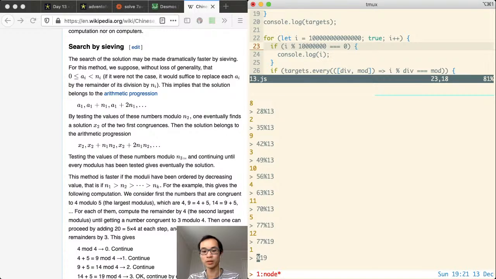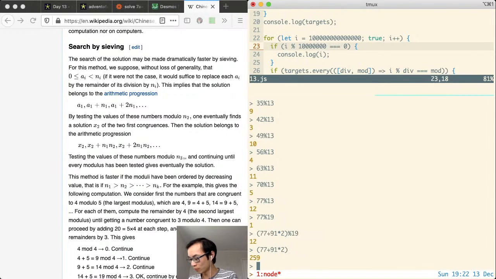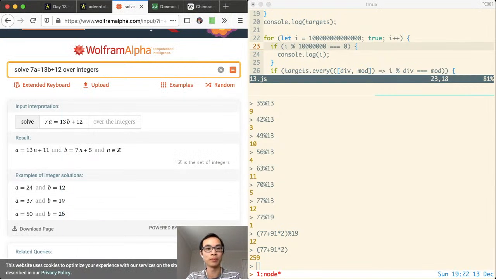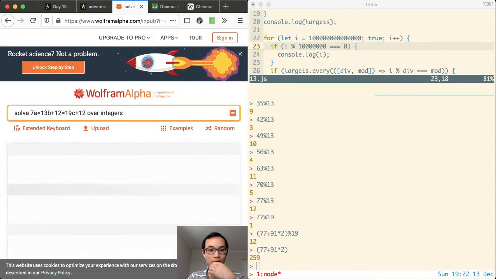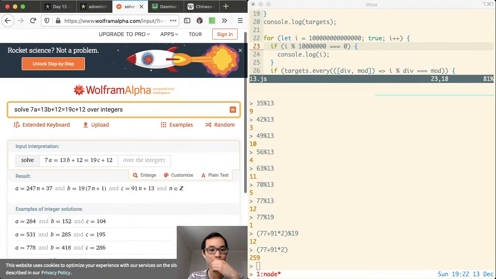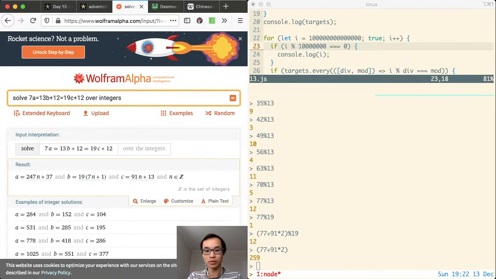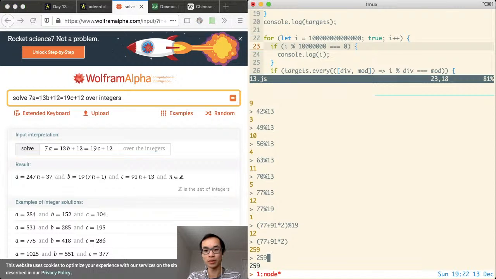I'm going to start from 77 mod 19, and I'm trying to get to 12, right? 77 plus 91 times 1 is 168, times 2 is 259. Now, is 259 the answer? If 259 is the answer to this, then I think we've got it. 259 divided by 7 is 37.